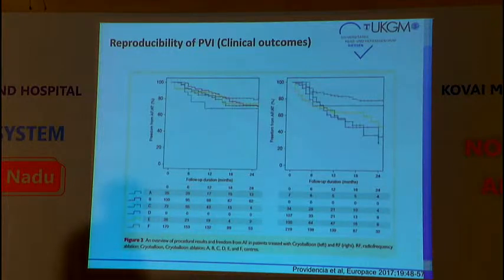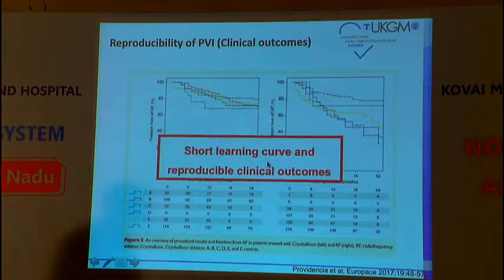If you look to the left side, these are the cryo outcome data, and these are the RF outcome data. And here you see that the outcomes in all the centers were completely different. And here it was pretty much the same in the cryo group. So, a short learning curve, reproducible clinical outcomes.